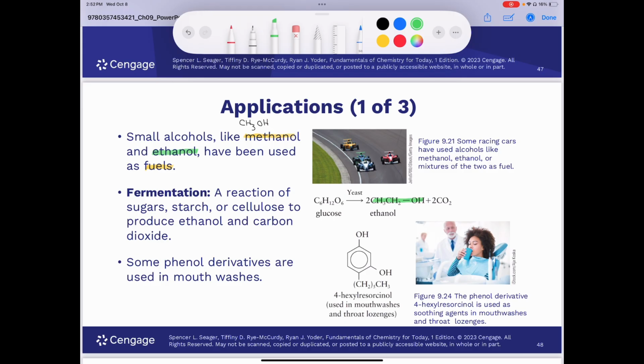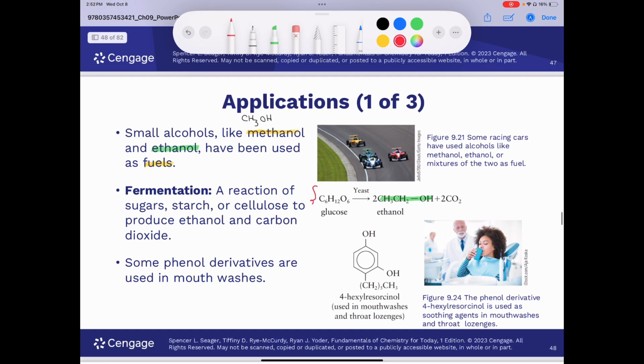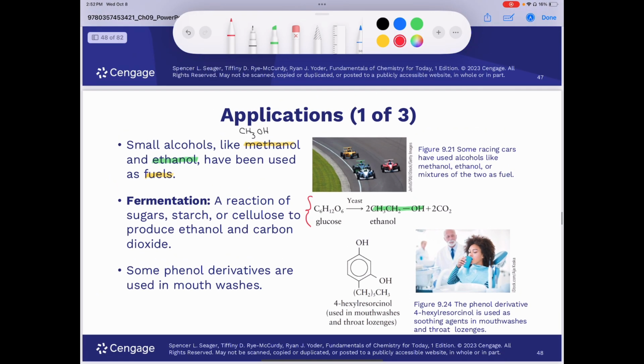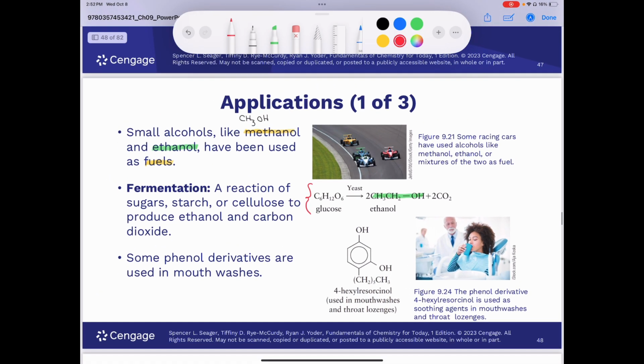Ethanol for beverages and increasingly for use in fuel is produced by the yeast fermentation of carbohydrates such as sugars, starch, and cellulose. For example, a common method is the fermentation of glucose, and you see that reaction right here. We take glucose in the presence of yeast, and it yields ethanol and CO2, and that's why alcoholic beverages are carbonated.